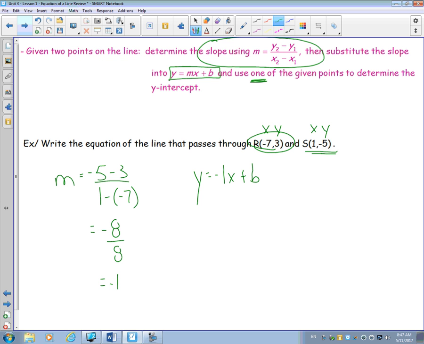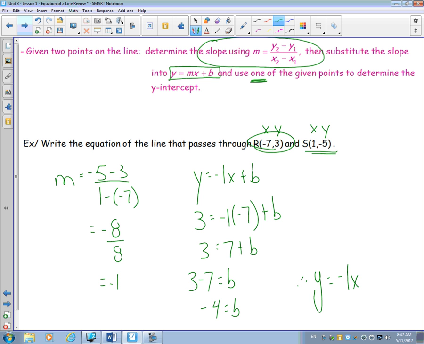I'm going to use point R. So from point R, y is 3, x is negative 7. We're going to calculate. So I get 7 plus b. 3 minus 7 is b. Negative 4 is b. Therefore, our equation is negative 1x plus, minus 4. Done. That's it.